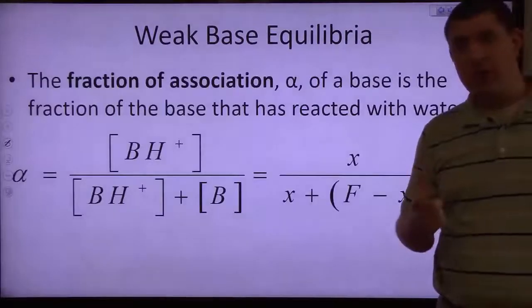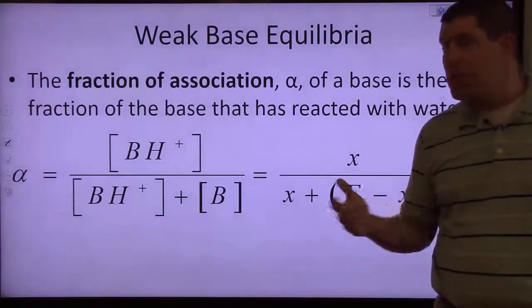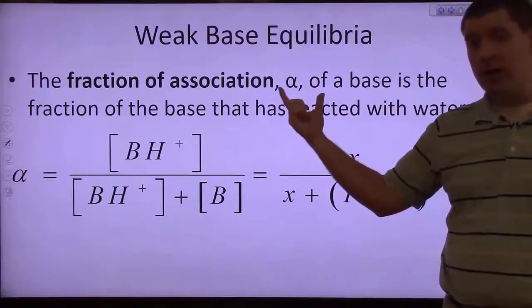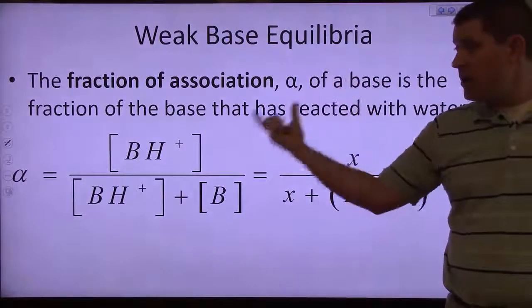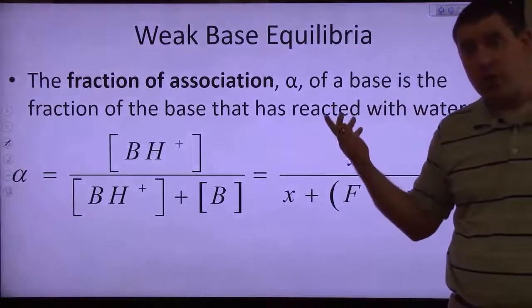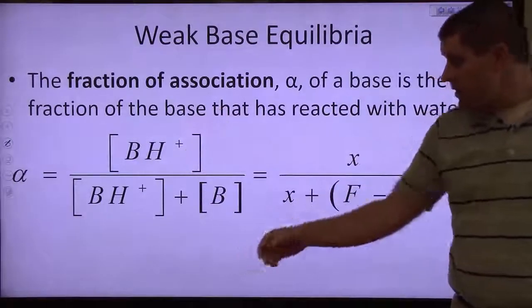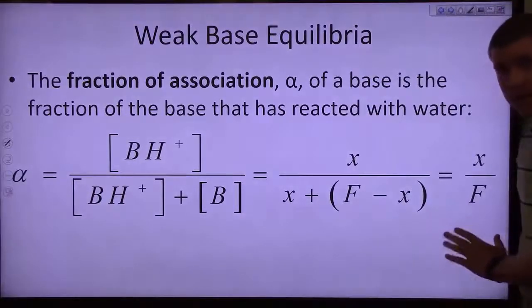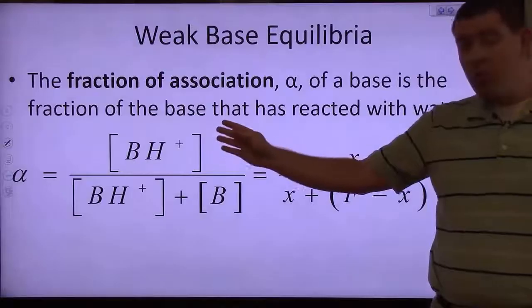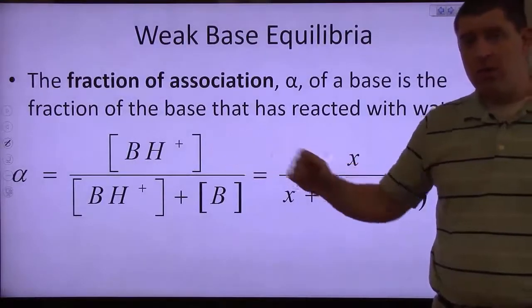And similar to the fraction of dissociation for an acid, we can talk about the fraction of association for the base, which again is going to be symbolized with alpha. And this is now the fraction of the base that has reacted with water. This is the fraction that is protonated. And so alpha is then equal to the same X over F, only now in this case, X represents the protonated form instead of the deprotonated form.